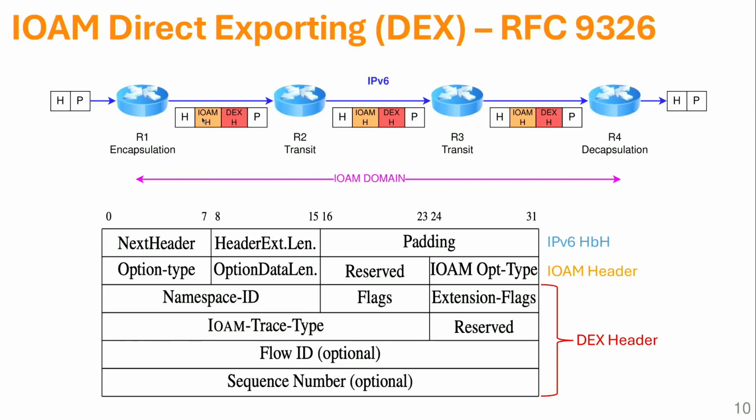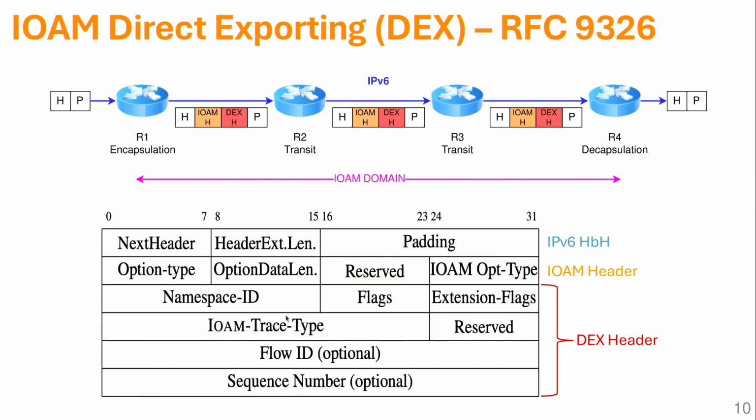So once the headers are added by the first node, the packet will traverse the network and reach the middle nodes, which are called transit nodes. These nodes, they cannot modify the headers, they can just read the values inside of them. And finally, when we reach the end of the domain, we want to remove all the headers to prevent the leakage of potentially sensitive telemetry information. So if we put everything together, we still have our IPv6 hop-by-hop option, the general IOM header, which is the same for every option type, and the header dedicated to direct exporting.